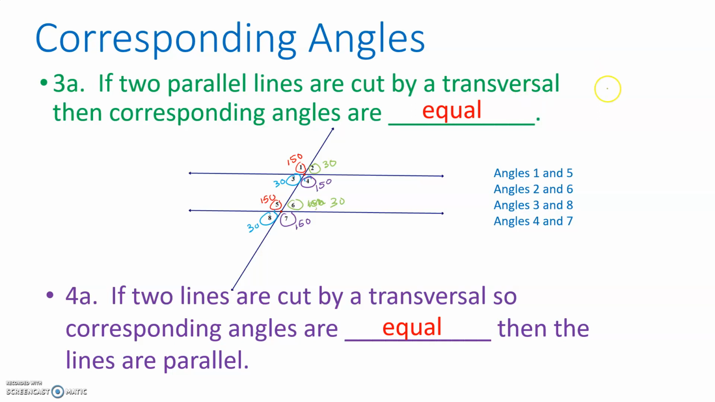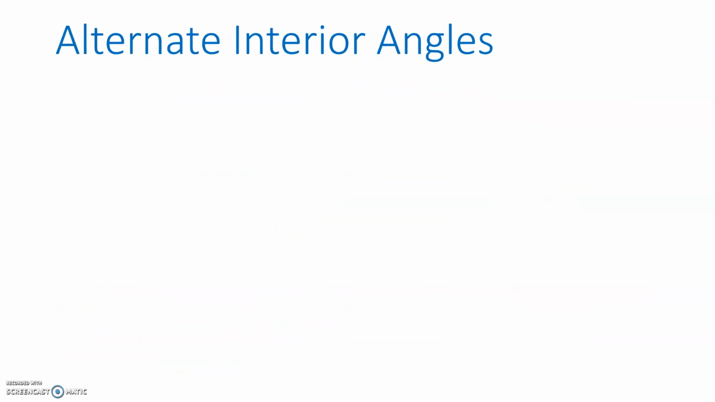So this statement says if I start with parallel lines, then corresponding angles are equal. And this one says if I start with any two lines and I don't know anything about them except that their corresponding angles are equal, then I will know that the lines are parallel. So a statement and its converse, both true. This is conjecture 3A, and this is conjecture 4A that you'll be putting on your conjecture list.